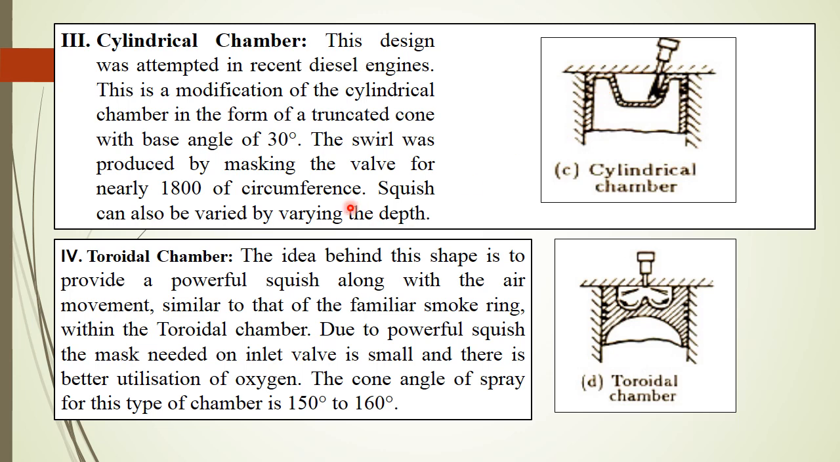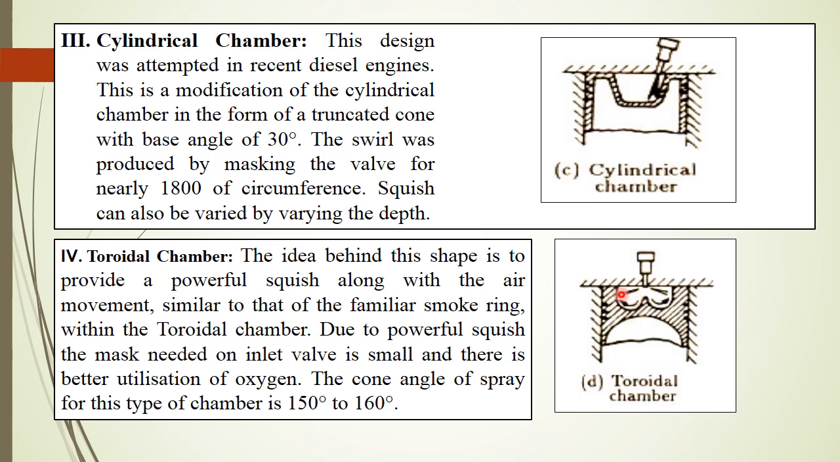Then next, the toroidal chamber. The idea behind this shape is to provide a powerful squish. You see, such a toroidal shape is provided. Because of that, what happens? The air-fuel mixture in these passages, in this cavity, gets compressed and ejected instantaneously.